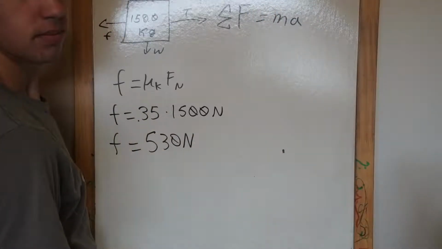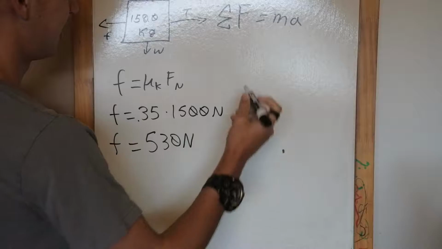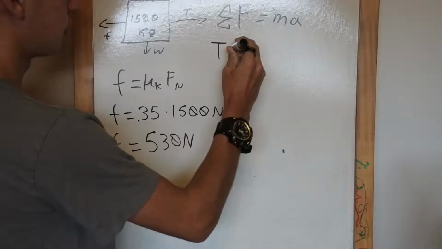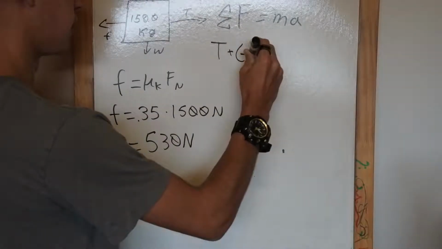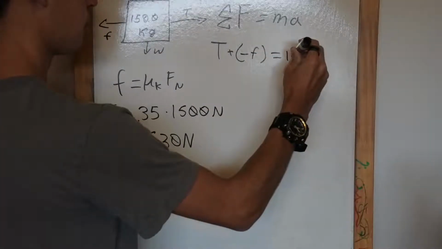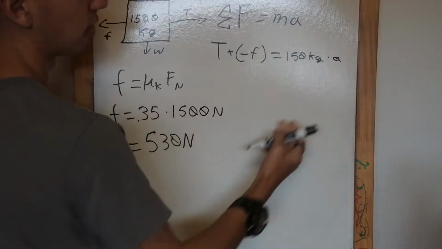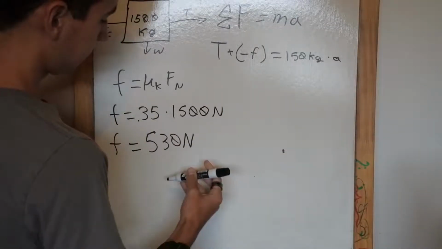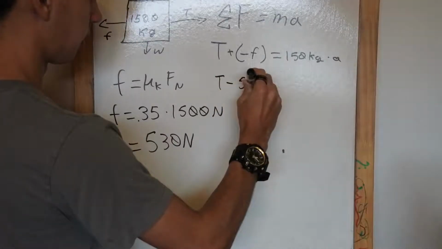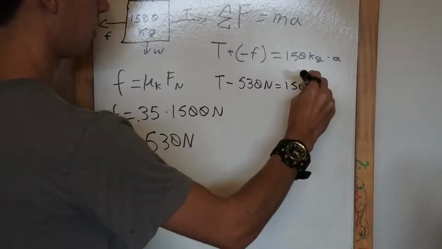equals mass times acceleration. This is the basic equation. You gotta remember this. And in this case, the sum of the forces is tension, which is positive, plus friction, which is negative because it's going the opposite direction, equals the mass of the box, 150 kilograms, times acceleration. And we don't know what A is. That's what we're trying to find. So we can plug in the negative F, so T minus 530 newtons equals 150 kilograms times A.